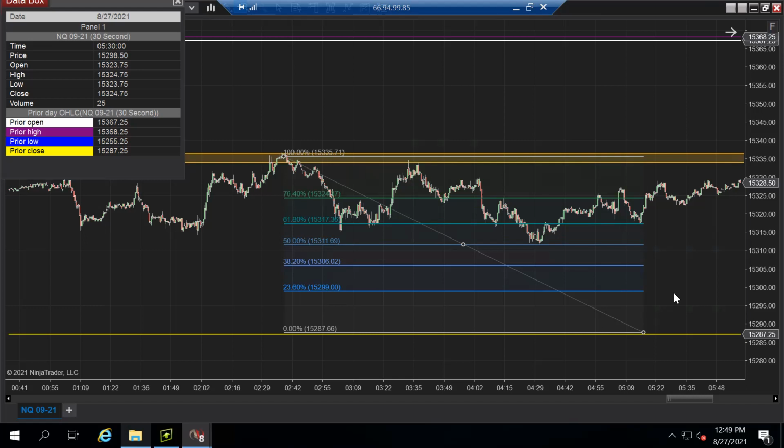So the only ones that really change off of an on-box Fibonacci from NinjaTrader will be the 23 and the 78 because they're slightly off. I actually changed mine, but that's another story. That's not a big deal.